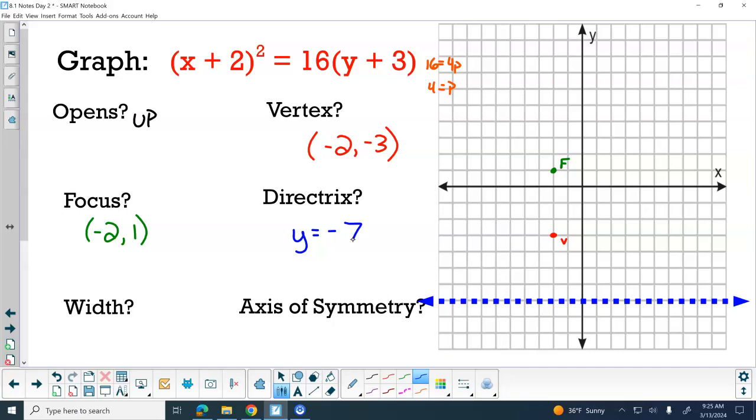My width is 16 through the focus, so that is 8 left and 8 right. 2, 4, 6, 8. 2, 4, 6, 8. That then allows me to draw it in.